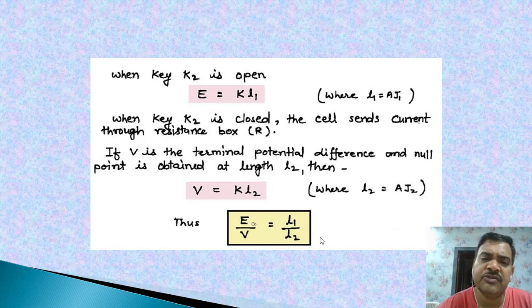When K2 is open, no current is drawn from the cell in the circuit. So in this condition E equals what? KL1. This is what? EMF. Now when K2 is closed, the cell sends current through the resistance box R. Now current is drawn from the cell. Now this time the potential difference across the two terminals of the cell is known as what? Terminal voltage. And if the null point is obtained at length L2, then this terminal voltage V equals what? KL2. Thus E upon V equals L1 upon L2.